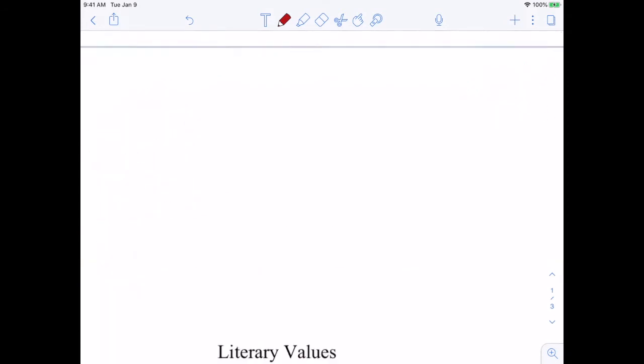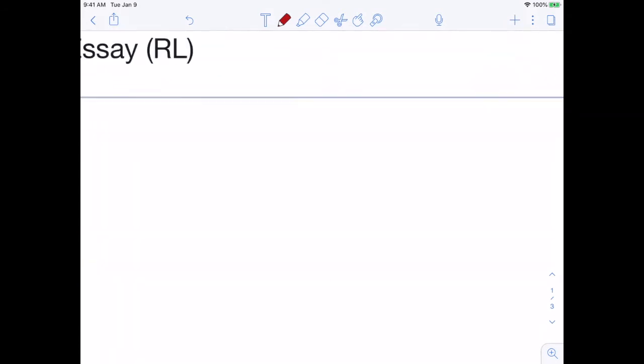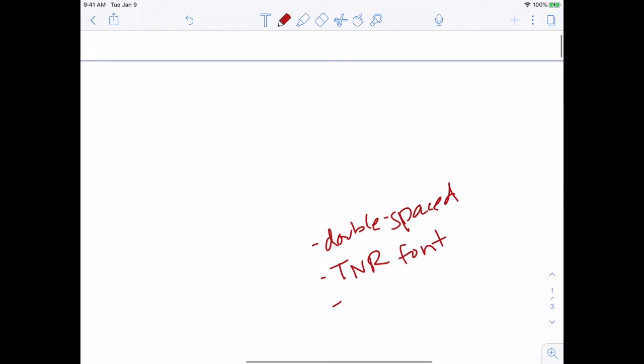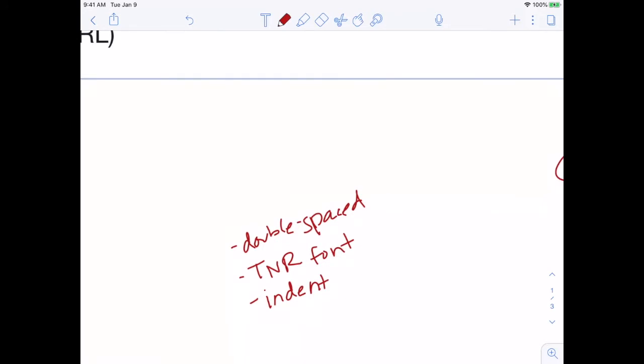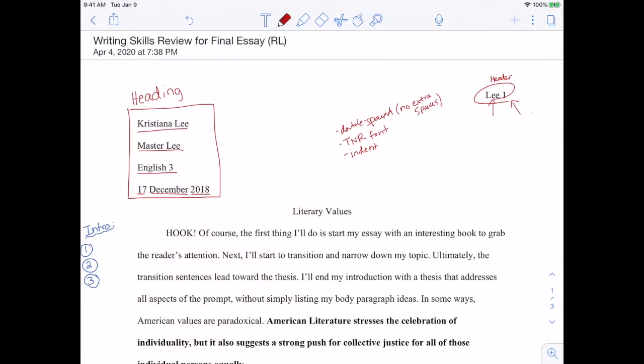A couple more MLA reminders. First of all, everything has to be double spaced. Everything also has to be in Times New Roman font. Everything also has to be indented in terms of your paragraphs. And when I say double spaced, no extra spaces between lines. So that's some basic MLA format stuff, especially for setting up the top of your document.